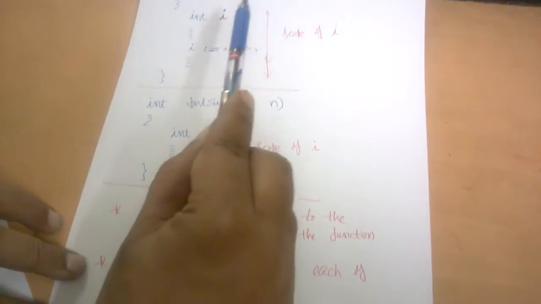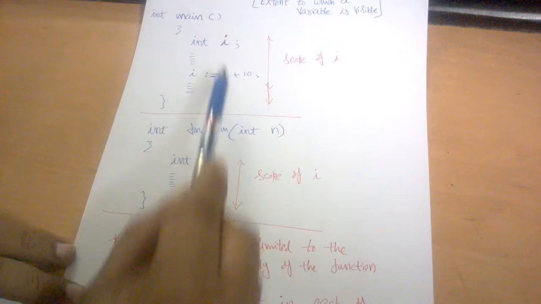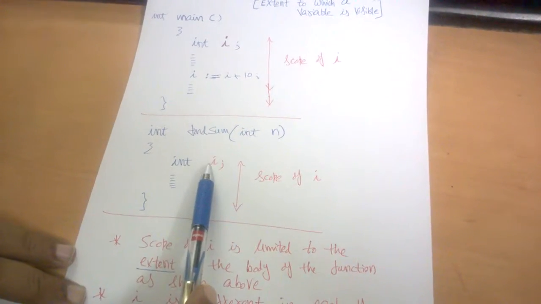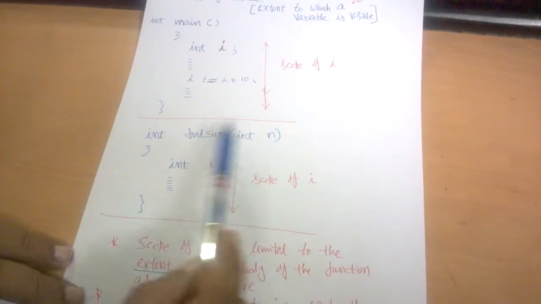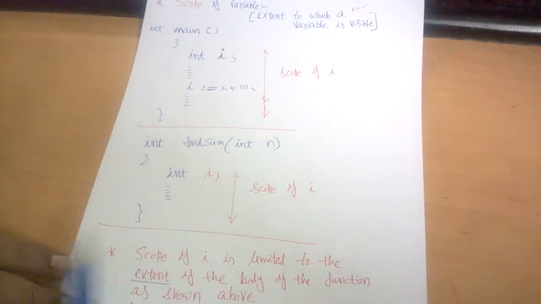Now here, as you can see, this i is different from this i. This i is local to this, and this i is local to this. So if you were to call find sum and use i, you are going to use the i here, but this i is different from that. That's why this is called a local variable. We'll come to that.